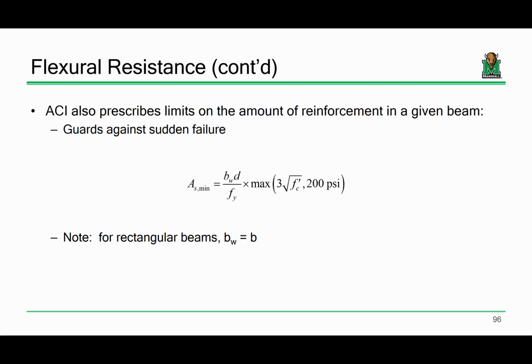Make sense? Now, a couple things. We see a square root of FC prime. Remember I told you you're going to see that a lot. You put in PSI, you get out PSI. So we compute our minimum steel requirement based on the following equation. We take this fraction times the maximum of either 200 PSI or 3 times the square root of FC prime, whatever's the maximum. The only other thing worth mentioning is this term B sub W, okay?